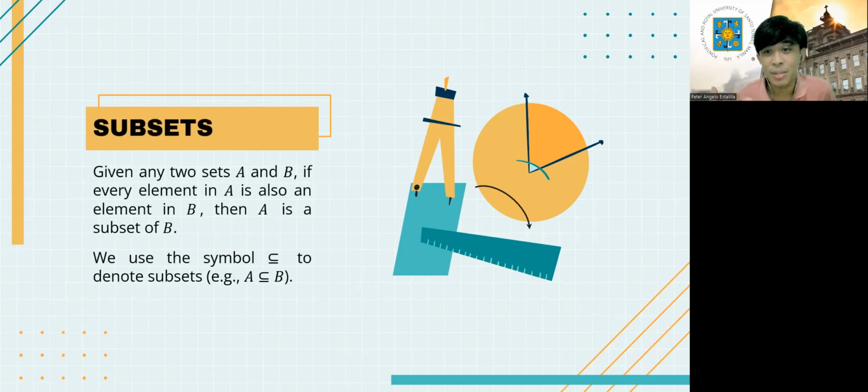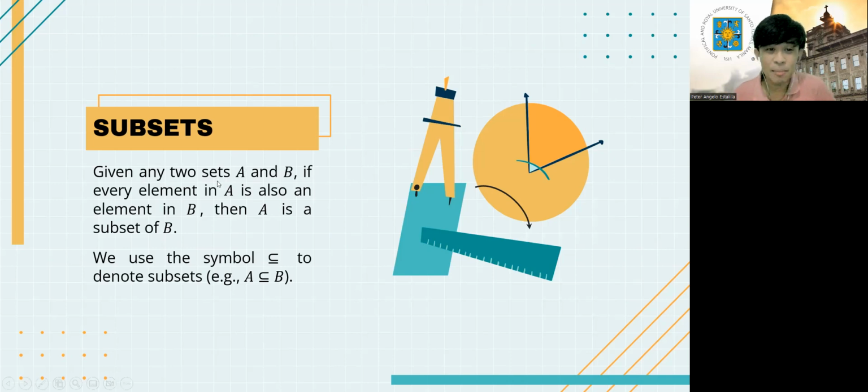So pag sinabi natin subsets, the definition is that given any two sets A and B, if every element in A is also an element in B, then A is a subset of B. So we use the symbol subset. Parang C and then may line to denote subsets. For example, A is a subset of B. So para mabilisan siya maalala, pwedeng isipin natin the less than or equal or greater than or equal. Pero curve siya, hindi siya yung sharp. Alright? Wala lang, just a clue.